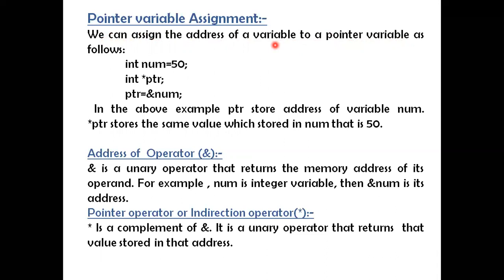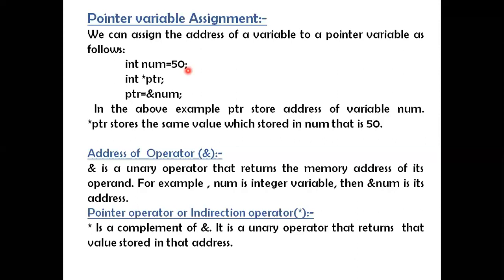Now I will take you to the example. The first line: int num is equal to 50. Int is the data type. Num is a variable, equal to what value? 50. You need to concentrate on this one. 50 is the value given by the user that is assigned to which variable? Num variable. Num is a variable of integer data type.